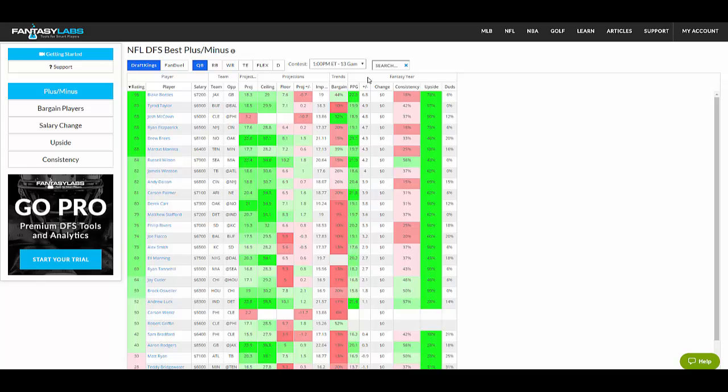But just looking through some of the things on our ratings page here, you can see projections, ceiling, floor, the projected plus-minus, what we think a guy's going to do in a given game, bargain rating, points per game, consistency, upside, just a bunch of fantasy-specific metrics. You can sort by different categories.